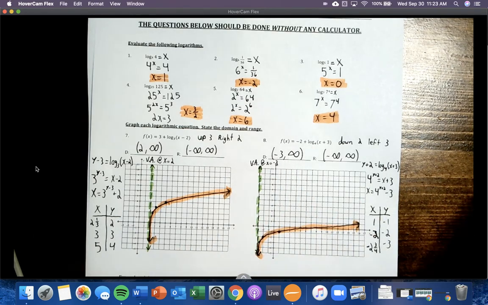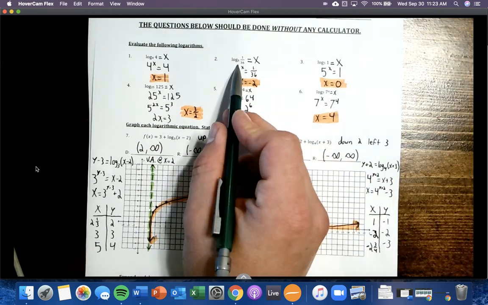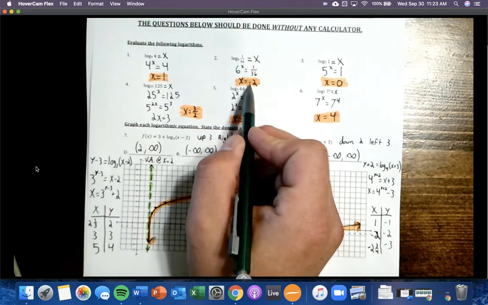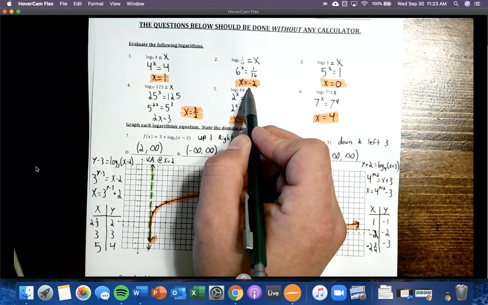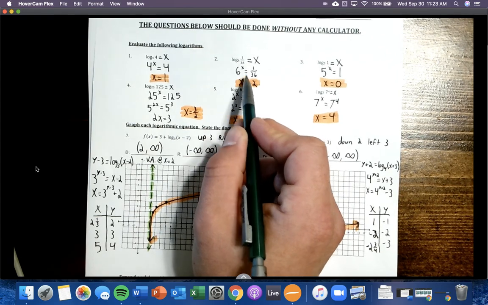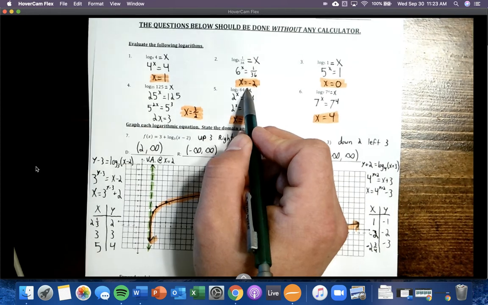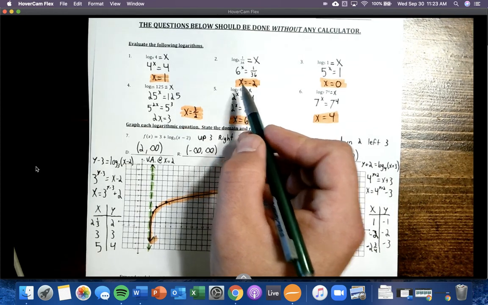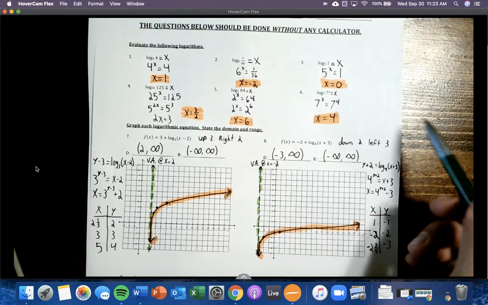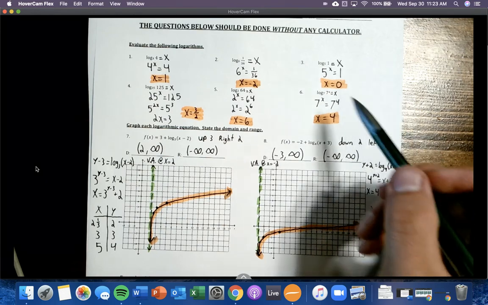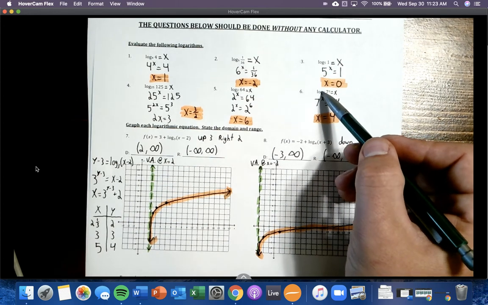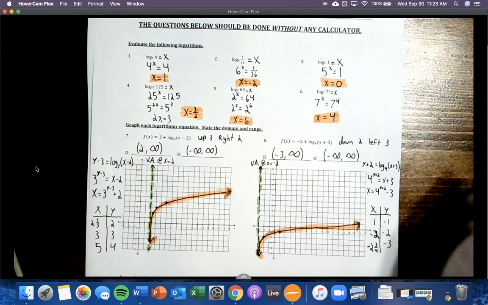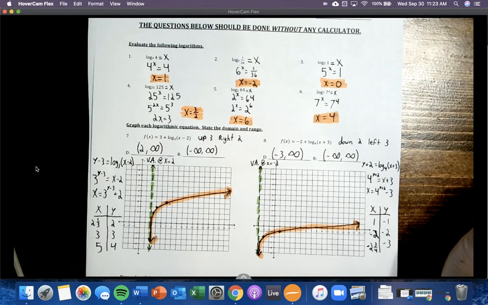And we can say the same thing with number 2, right? This is saying 6 to the what power is 1 over 36. Because it's a fraction, we know it's going to have to be negative. And then 6 squared is 36, so we have x equals negative 2. For number 3, and I know it's kind of hard to see, this is log base 5. So this is saying 5 raised to the what power is 1? Well, that would just be 0, because anything raised to the 0 power is 1.